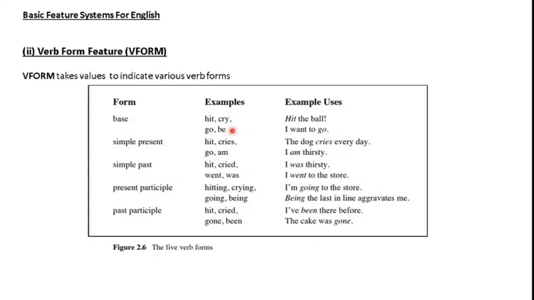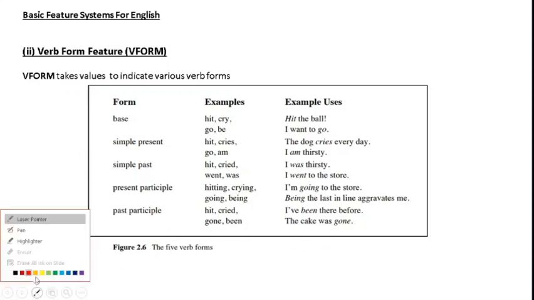So if you see here, we have "be." Be is the base form. The simple present tense form of be is "am." Then what is the past tense form of be? It is "was." The present participle is "being," and the past participle is "been." So the V form feature system will help you to denote or annotate the form of the verb taken by a verb under consideration.